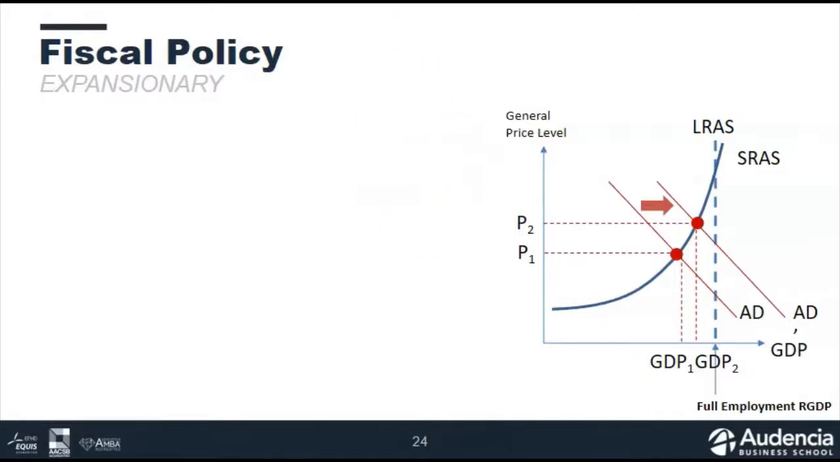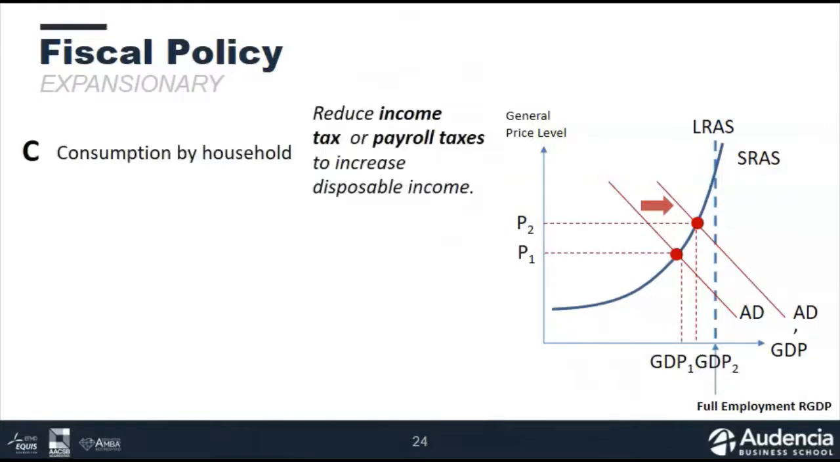The first way we're going to do it is through consumption. If we can get people to consume more, then demand for goods and services will rise. The way we do that is we can reduce income taxes and we can reduce payroll taxes to increase what's called disposable income. That's the income that people make after they've paid their tax. So if disposable income increases, we can expect that consumption will probably increase.